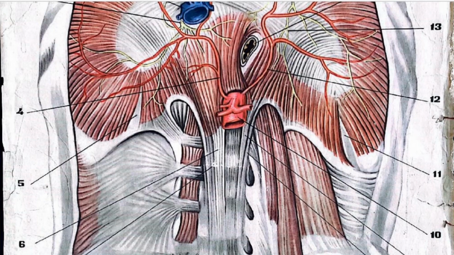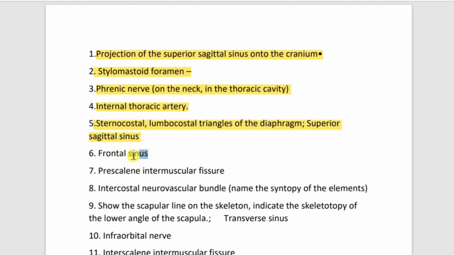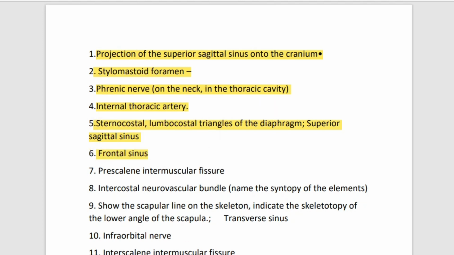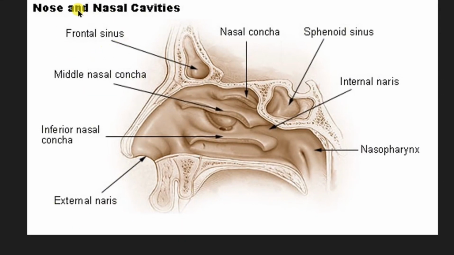Next you have to find the frontal sinus. Let's have a look at this structure. This is the frontal sinus, as you can see here. The frontal sinus is one of the four pairs of paranasal sinuses situated behind the brow ridges. These sinuses are mucosa-lined air spaces within the bones of the face and skull, and each opens into the anterior part of the corresponding middle nasal meatus of the nose through the frontonasal duct.